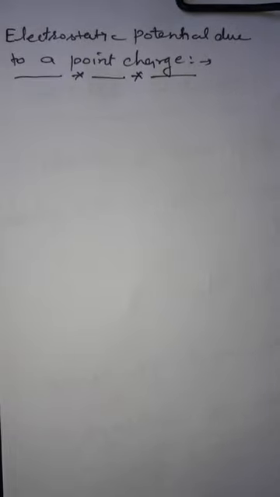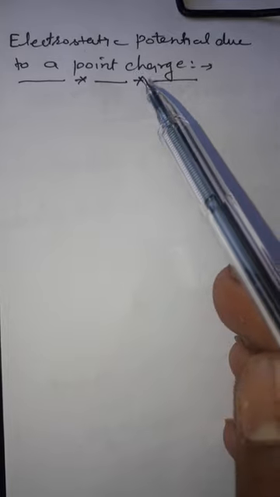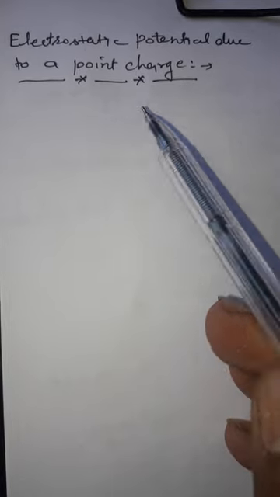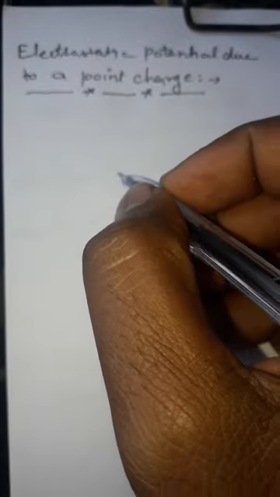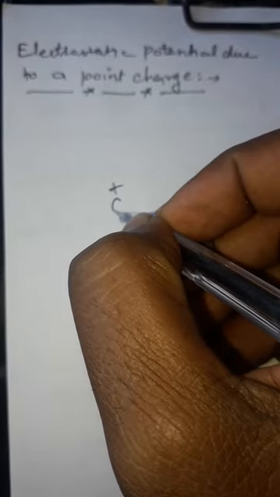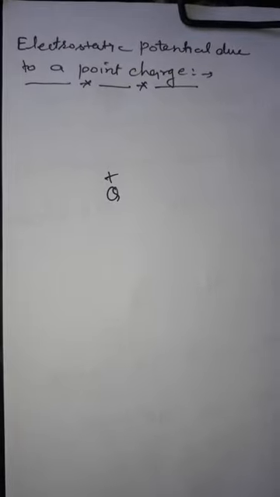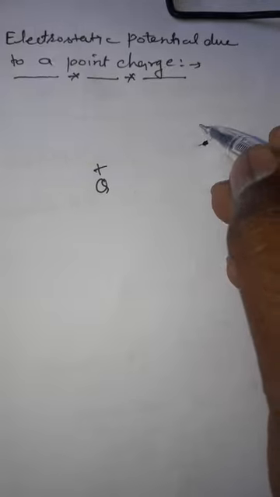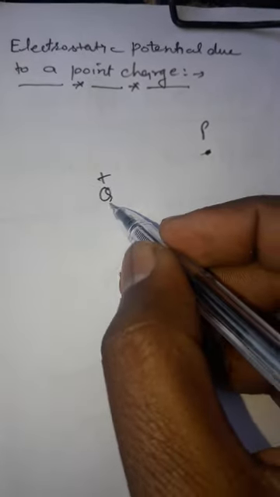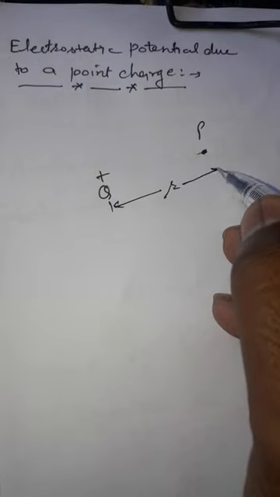In order to find the potential at a particular point due to a single charge, consider a charge, say plus q, at some position. And now, if we have to calculate potential at point P, which is at a distance, say r, from the point charge Q.